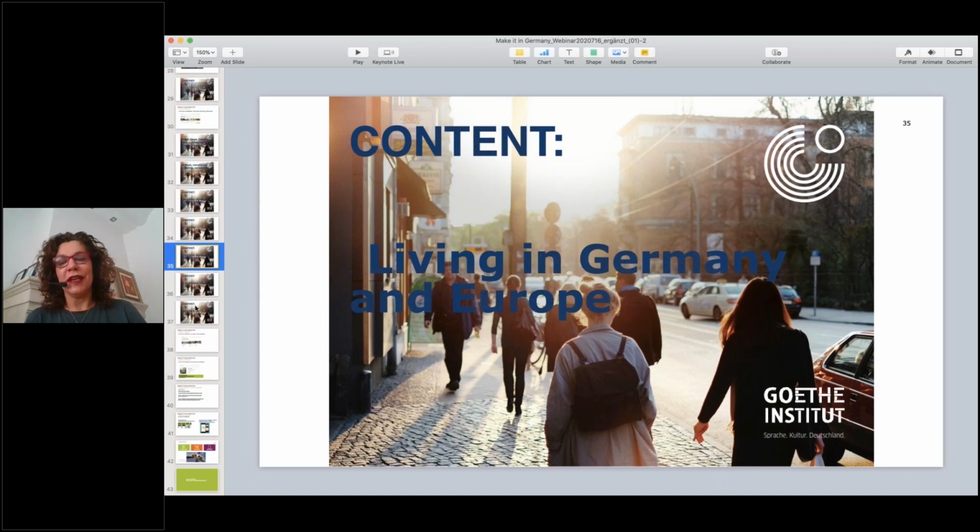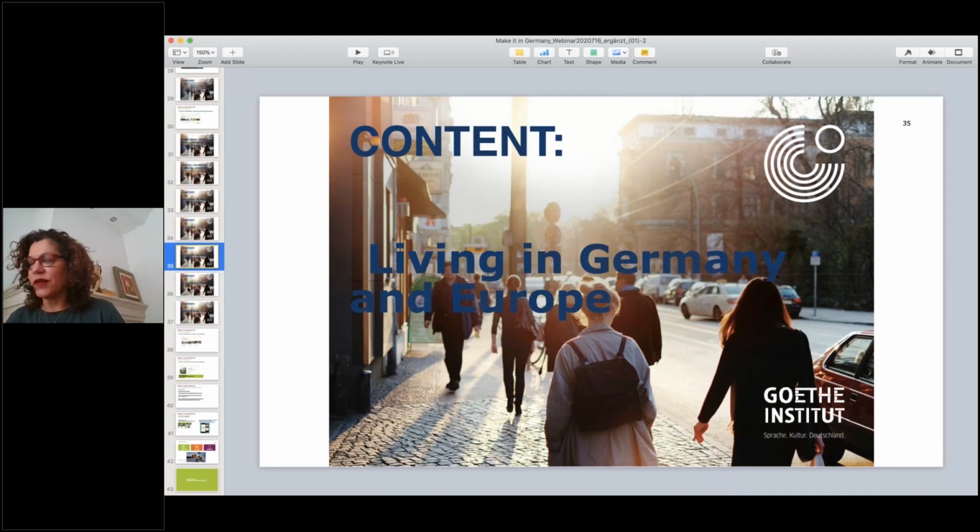Living in Germany and in Europe. This section gives you an idea about your civil rights and public life in Germany, but also an idea about the European Union. What are the laws in the European Union, and if you are willing to travel in European countries, you have more information about this field.